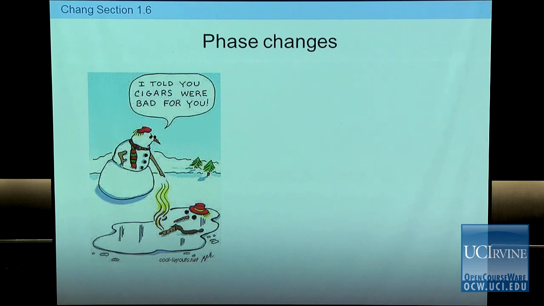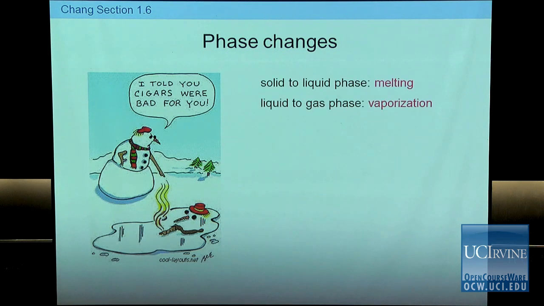Okay. So we talked about the different phases in which materials can be. We also know that materials can change their phase. So water can melt, meaning it goes from the solid state to the liquid state. If you go from the solid to the liquid phase, we call that melting. You know that. This guy is experiencing that right now. Liquid to the gas phase is called vaporization. Vaporization is the typical word we use for this process.